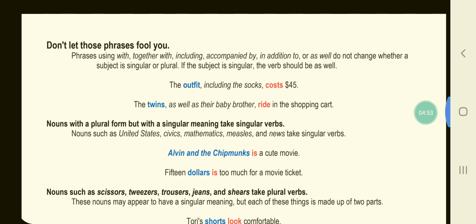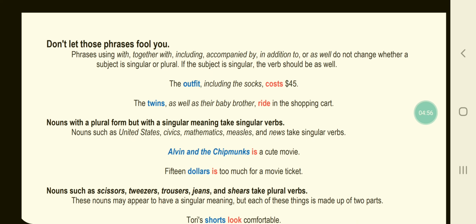Now, phrases using with, together with, including, accompanied by, in addition to, or as well as do not change whether a subject is singular or plural. So do not get trapped. If the subject is singular, the verb should be as well. For example, the outfit, including the socks, costs $45. So when we talk about the outfit, that is singular. Henceforth, the verb costs is also singular.